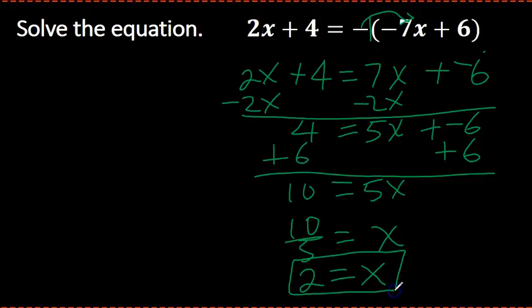So we found a value of x which will make this equation true. If you substitute 2 for x, 2 times 2 is 4, and 4 plus 4 is 8. How about the other side? -7 times x, which is 2, is -14, plus 6, or even in this part that's already been simplified, 7 times 2 is 14, and 14 plus -6 is 8 as well. So that checks: 8 equals 8. There's exactly one solution, and that one solution is x equals 2.